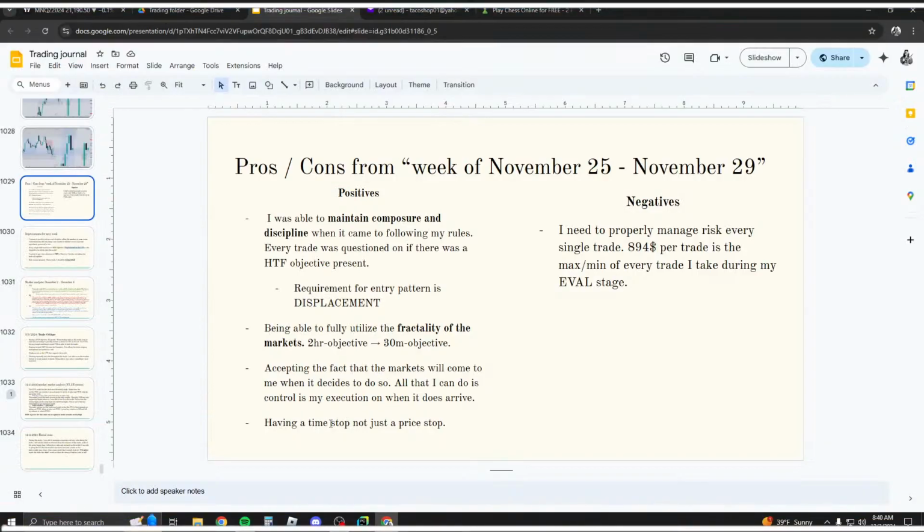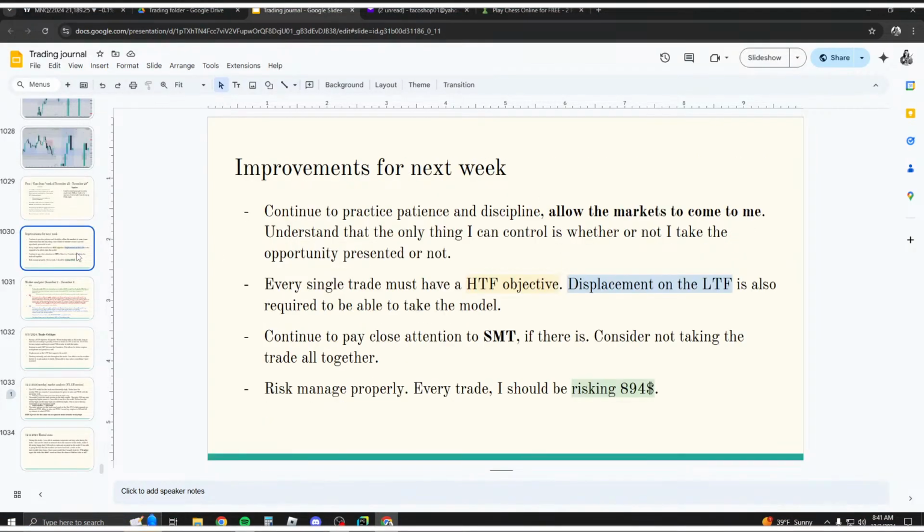But I'll go into this in more detail once I'm given an opportunity to show you guys what I mean by having a time stop and a price stop. And negatives are just being able to properly manage my risk. So this week I'm going to come in. I know this is an NFP week, but I'm going to go into this week with higher risk on my trades. Improvements here for next week.